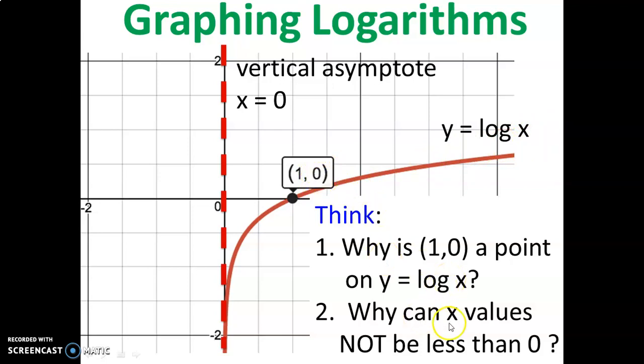And why can x values not be less than 0? So think about that. If you put a negative number in here, you're thinking 10 to some power gives you a negative number. That's impossible. It will always be a positive number when you have 10 to some power, even if you have a negative power.